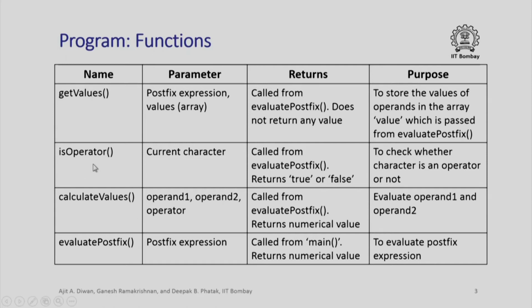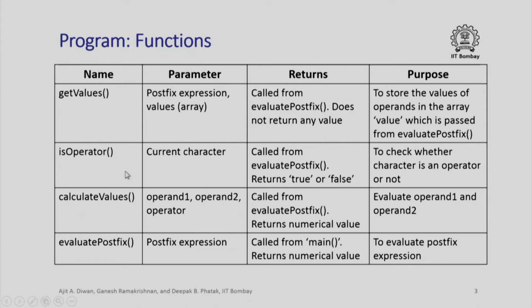Is operator is another function which just looks at the current character and checks whether the character is an operator or not. Calculate values is actually the function which will take operand 1 and operand 2 and the operator, will evaluate the operand 1 and operand 2 with the operator that has been given, and it will calculate the resultant value. Evaluate postfix is the entire postfix operation, and this is the one which is called from the main program, will do all the calculations for the entire expression and return the final value. So, it is a simple set of functions that we will see.